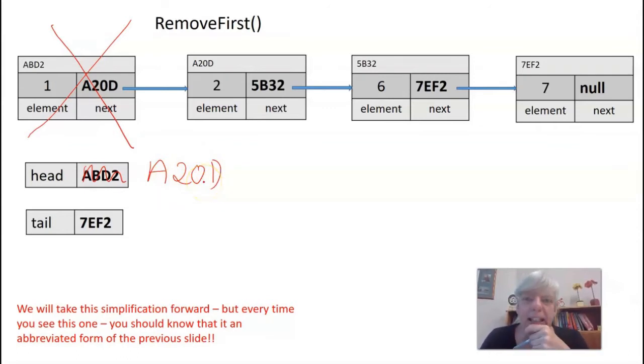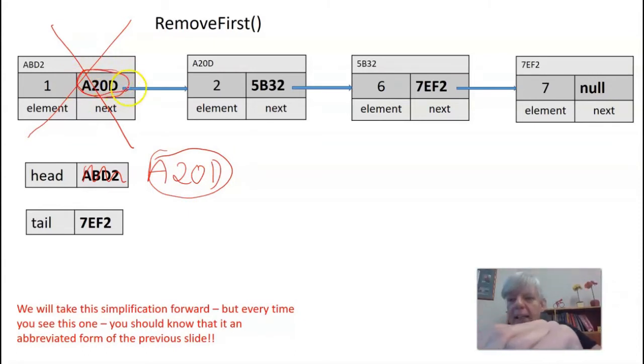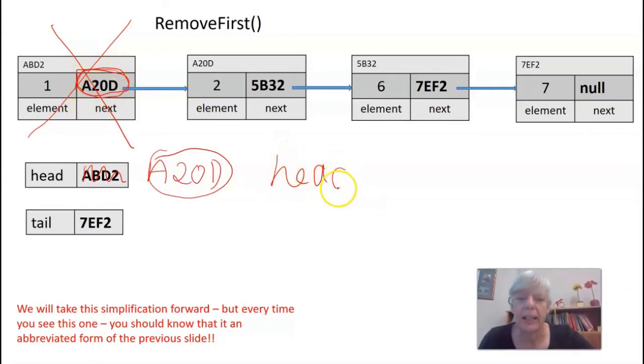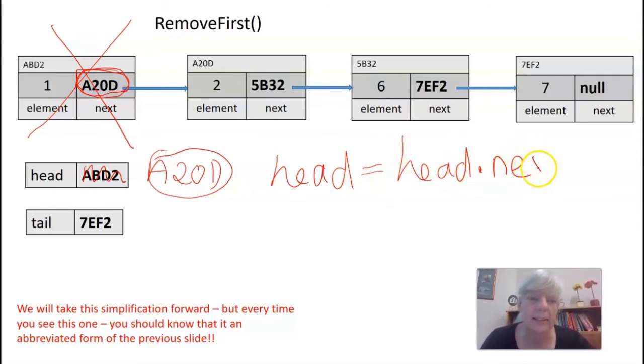It's easy to say it must be A2OD, but where do you get it? How would you know that? What would be the code to do this? And the answer is you have to get it there. So you have to say head equals head dot next.